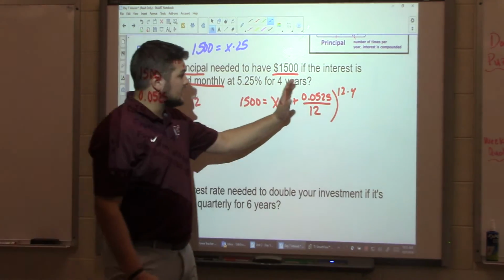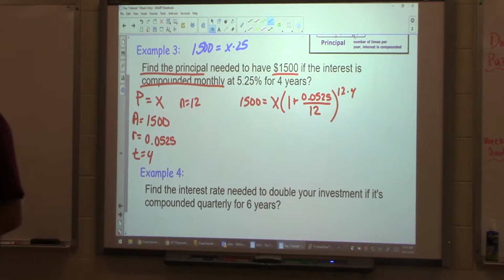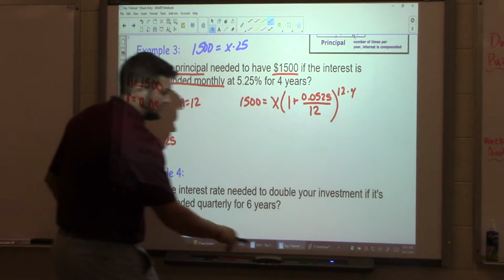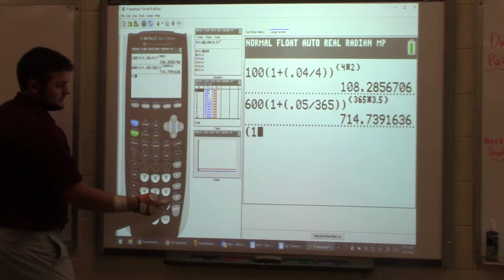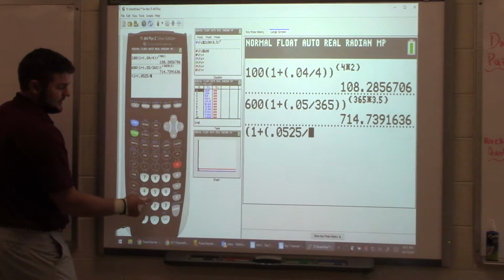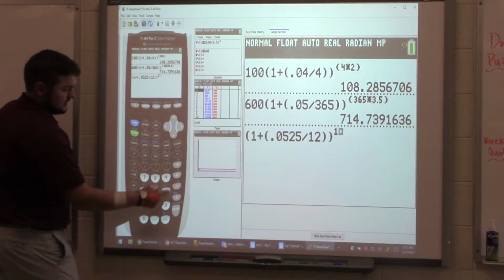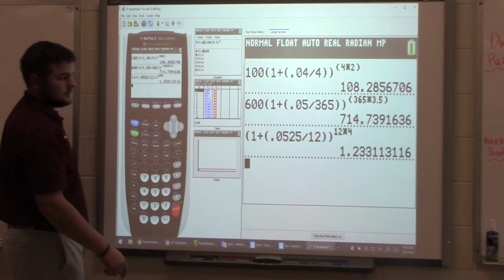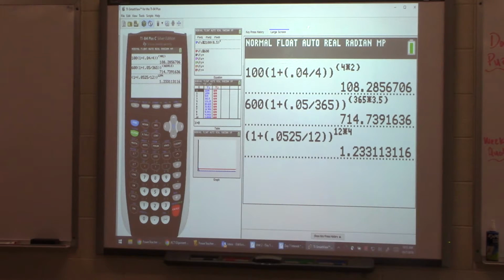We're going to put this part in our calculator and find out what it is so we can divide 1,500 by it to solve for X. So we divide both sides by it. So if we do that, 1 plus 0.0525 divided by 12, to the 12 times 4 power. We should get 1.233113116. Did you all get that? Yes. Do not round it.